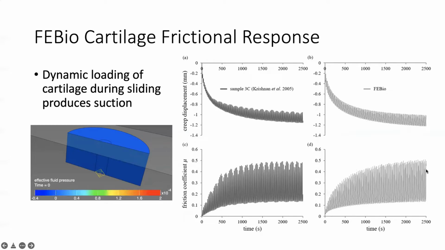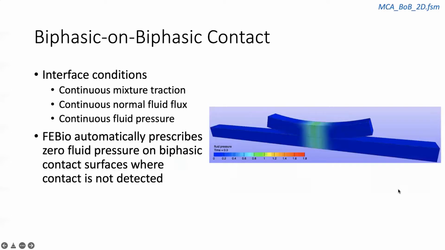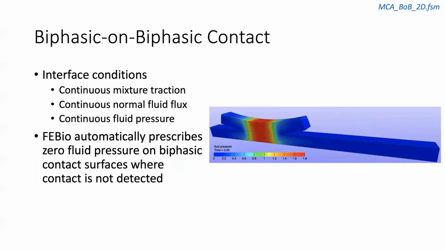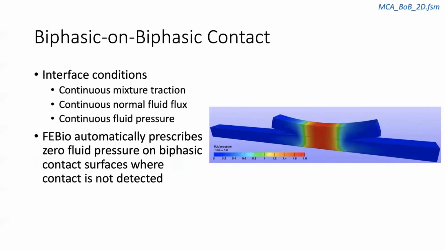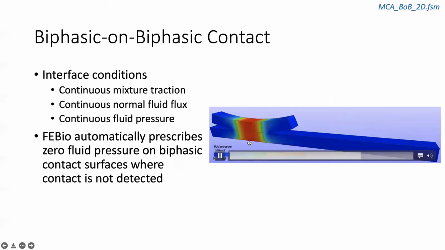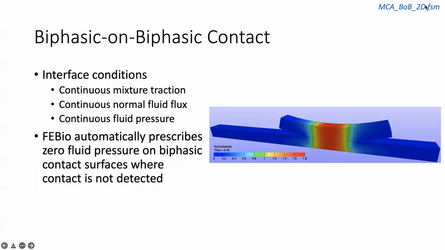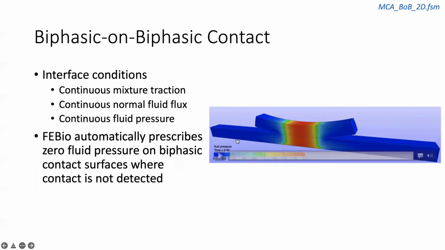And this is the FEBio solution. This is the experimental data. Once again, you see very good agreement in the creep displacement and in the frictional response between FEBio and the experimental data. And as I said, you really are not limited to doing biphasic frictional contact between a rigid platen and a biphasic material. You can also do biphasic on biphasic. So this particular model, you can find it in the repository. I'm not going to show you how it was created and all, but you can find it in the repository. It was created entirely in FEBio Studio with no external meshing software or CAD software.